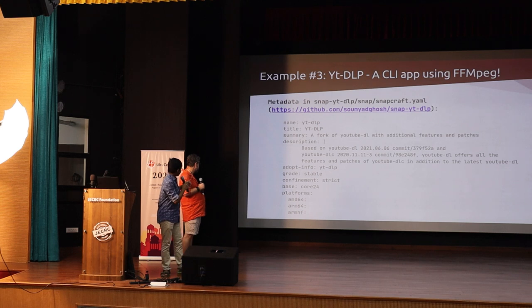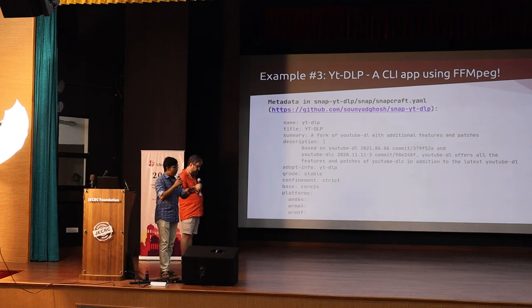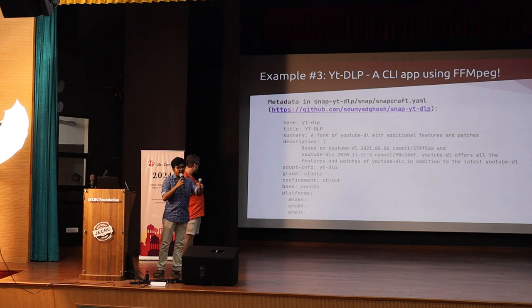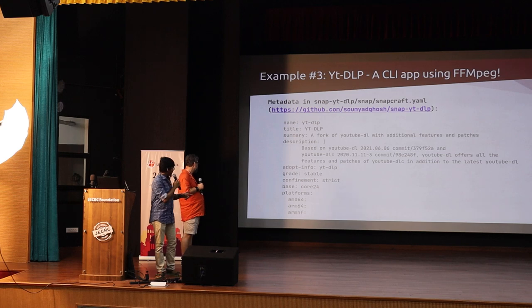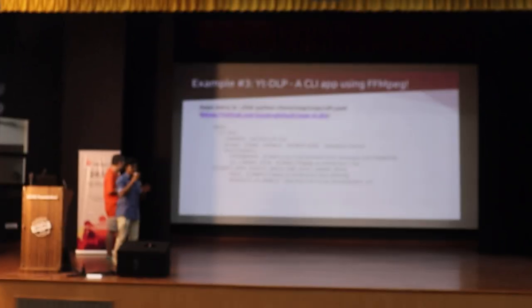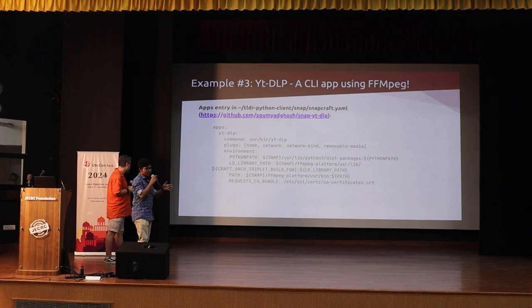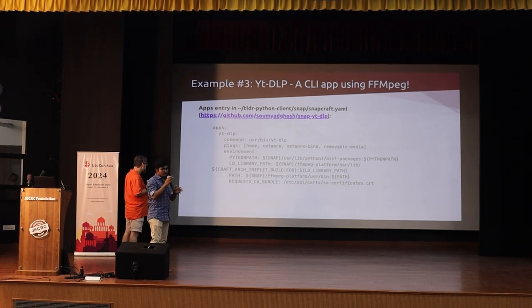So in this case, we can set the version and we can set the grade directly by overriding the build, using the craftctl tool. This is so that we don't forget to update the version of Python, which changes with each core: core22 has Python 3.11, core24 has Python 3.12. So this will help us as it is.